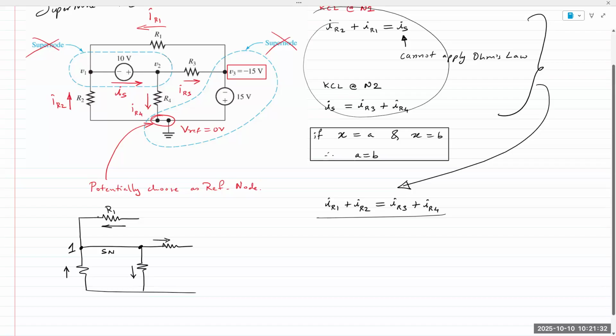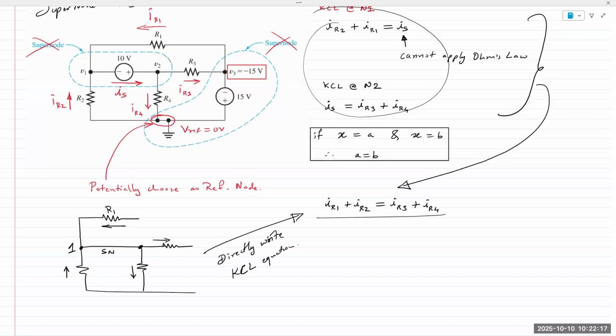So you write your KCL expression as it is. It's one single node. I have IR2, IR2 is entering the node. IR4 is leaving the node. IR3 is leaving the node. And so is IR1 entering the node. So I can directly write the KCL. That's all it is. Okay. So let's take a pause, think over that. Let me know if you have any questions.